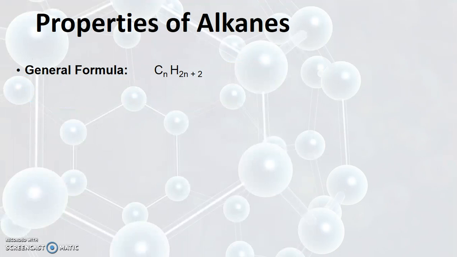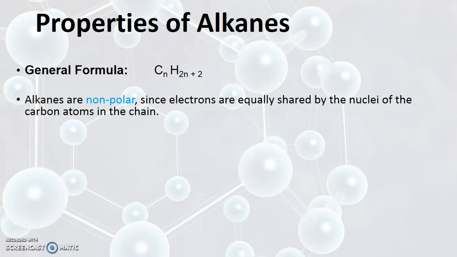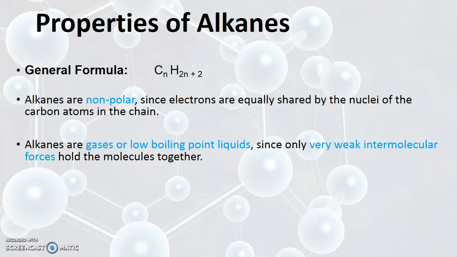Before we look at alkane nomenclature, let's briefly talk about the properties of alkanes. These shouldn't be anything too new. Alkanes are nonpolar because the electrons are shared equally between the carbon and the hydrogen in the chain. Alkanes are generally gases or liquids with low boiling points because they have very weak intermolecular forces. They only have London forces acting on them. They don't have dipole-dipole forces because they're nonpolar, and they don't have hydrogen bonds because they don't have hydrogen bonded to F, O, or N.